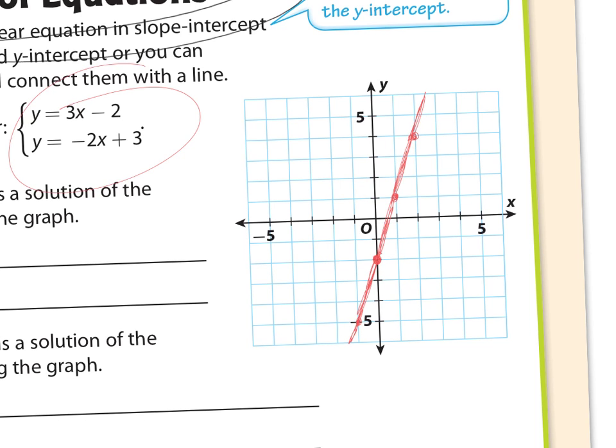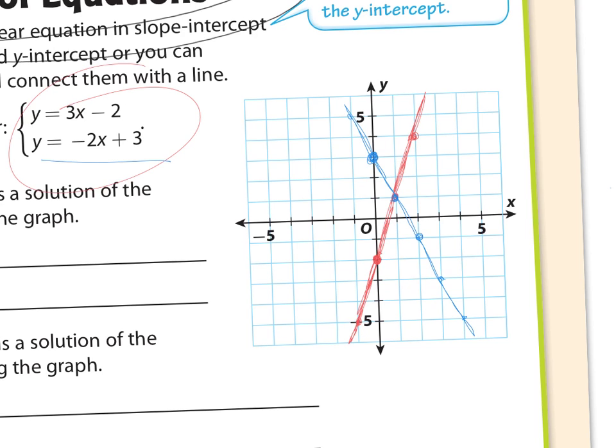Now, when I graph the other line, y equals negative 2x plus 3, I'm starting at the plus 3, and my slope is negative 2, so that's down 2 and over 1, down 2 over 1, as many times as I can. Now every one of those points is a solution to that equation. So I have two equations, and I now have the solutions to both equations.